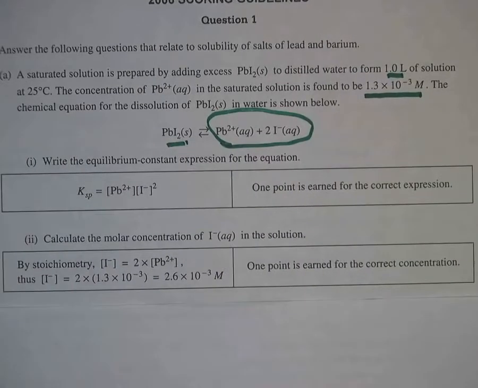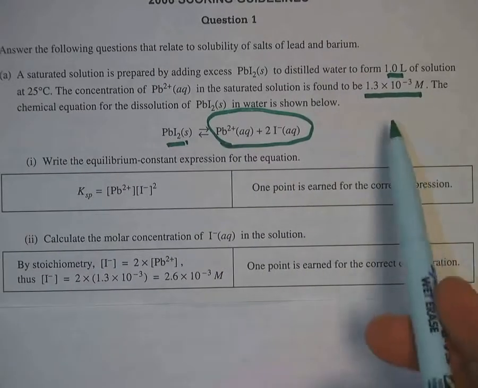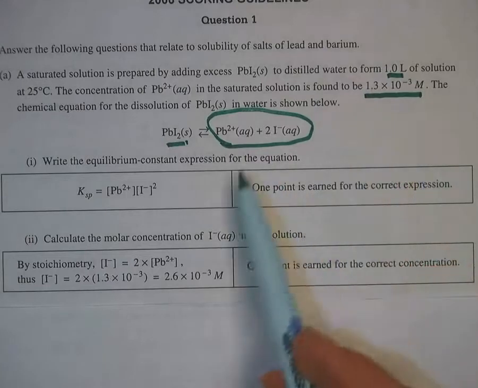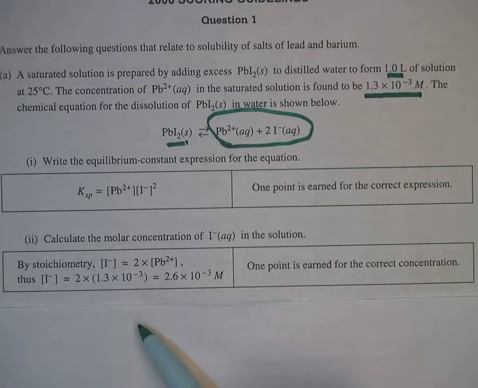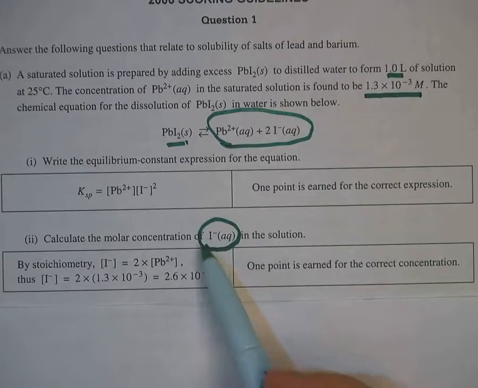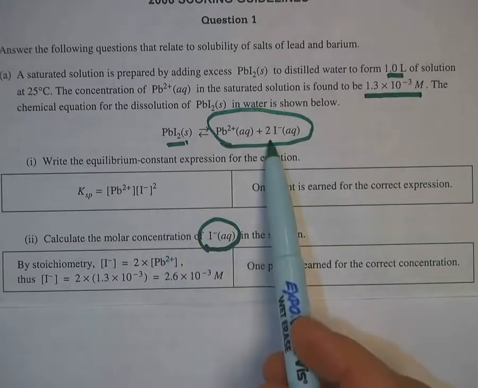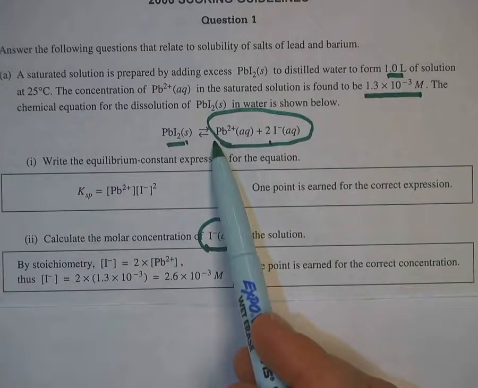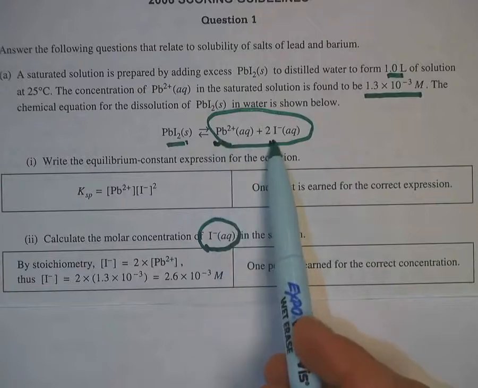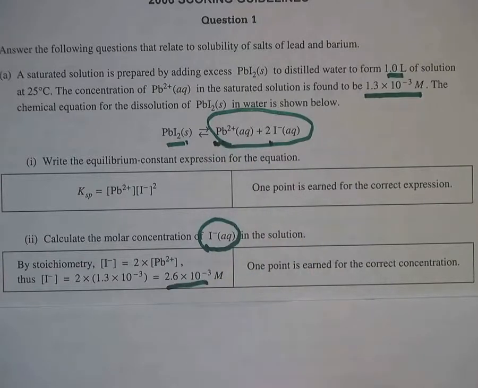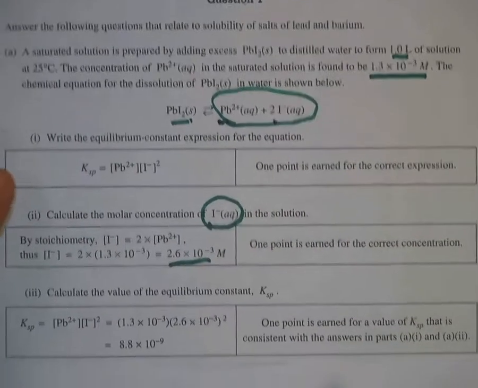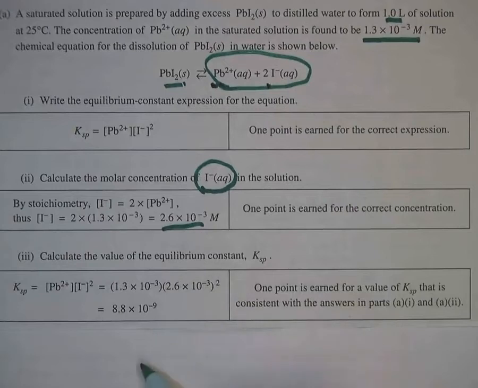Calculate the molar solubility. Okay. You can see that they tell us the concentration of Pb plus 2 in there. Okay. And they want to know the concentration of I minus in there. Notice it's a 2 to 1 ratio. So you need to take Pb's concentration, multiply it by 2. There you go.